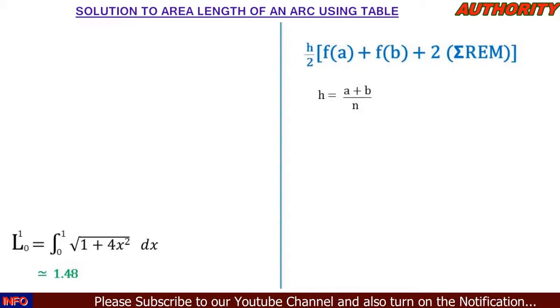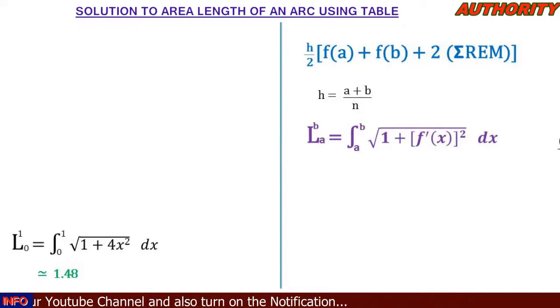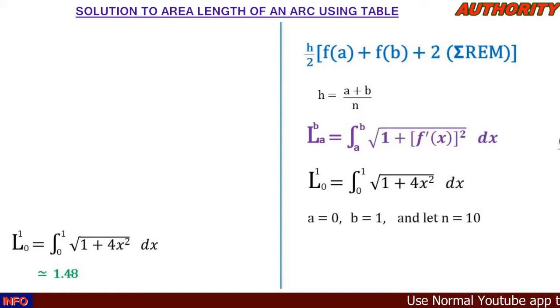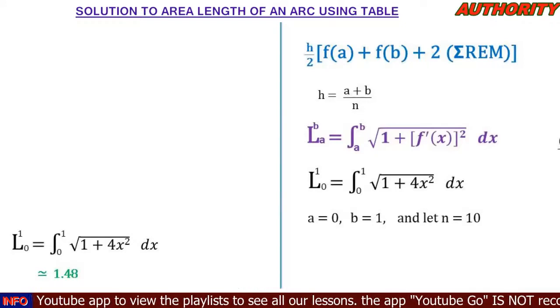Now let's go. We say that to find the length of an arc, we are to say integral from a to b of the square root of 1 plus f prime of x squared dx. Is that true? Yes. And when we solved the first one, we saw that we have integral from 0 to 1 of the square root of 1 plus 4x squared dx. From this place, we have our a to be 0, the lower bound, and our b, the upper bound, to be 1, and we let n be 10.